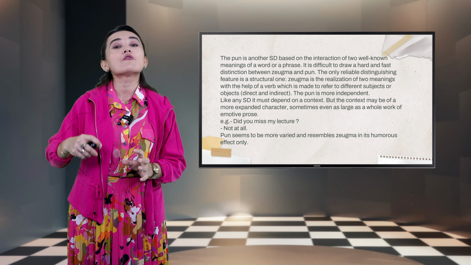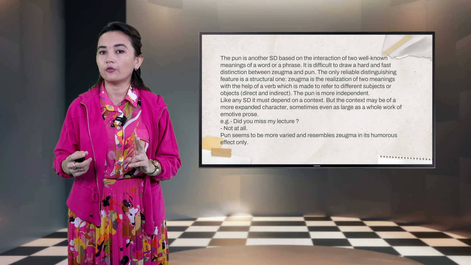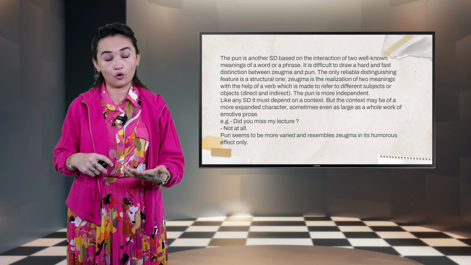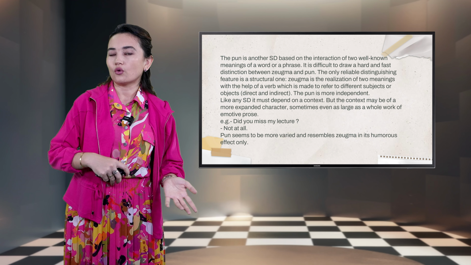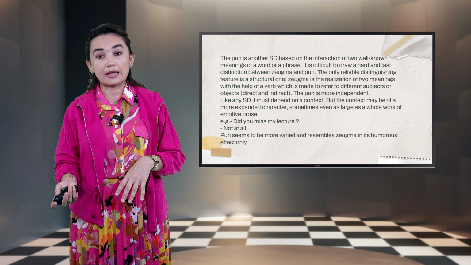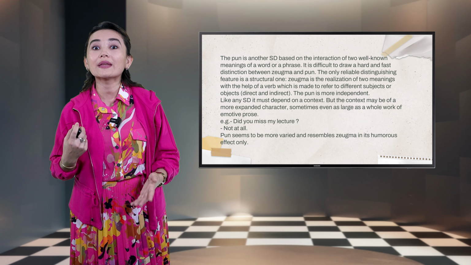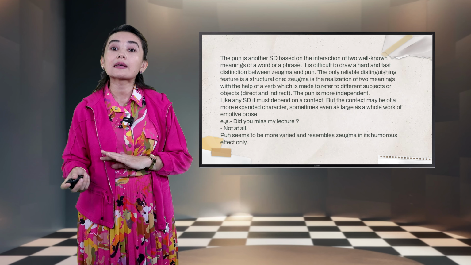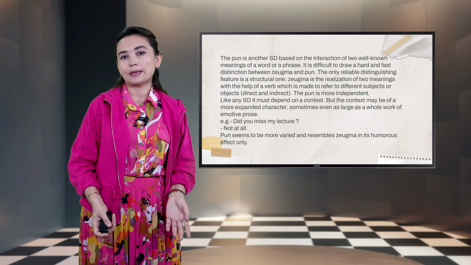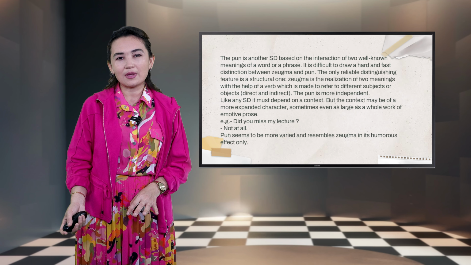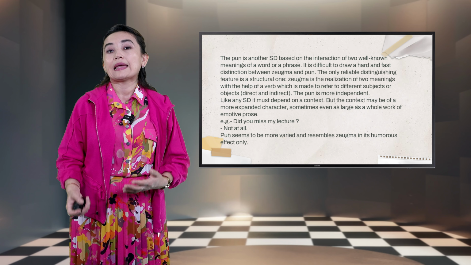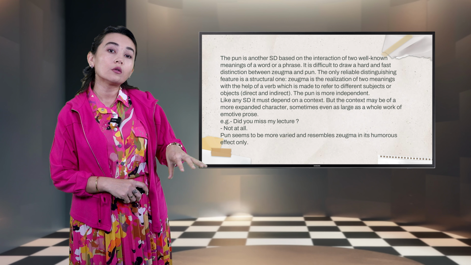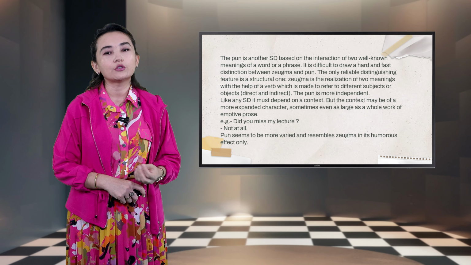Zeugma is a realization of two meanings with the help of a verb, which is made to refer to different subjects or objects, direct or indirect. And pun is more independent. Like any stylistic devices, it must depend on a context, but the context may be of a more expanded character, sometimes even as large as a whole work of emotive prose.